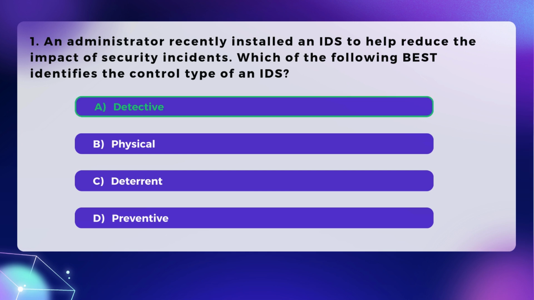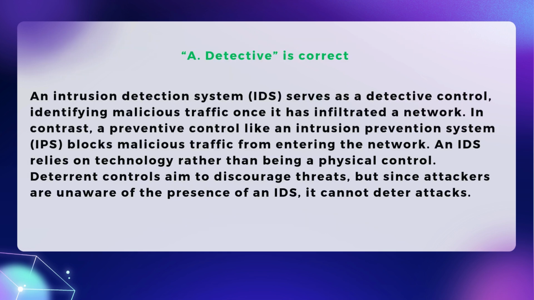The correct answer is A. Detective. An intrusion detection system, IDS, serves as a detective control, identifying malicious traffic once it has infiltrated a network. In contrast, a preventive control like an intrusion prevention system, IPS, blocks malicious traffic from entering the network.